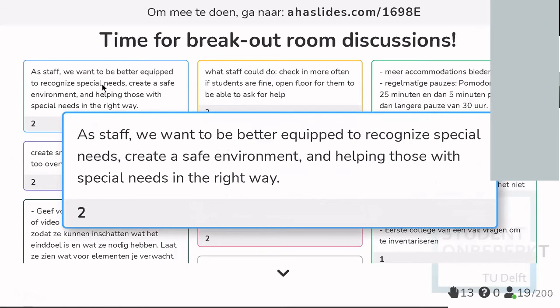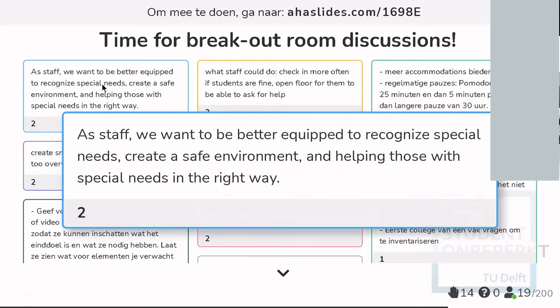So first, we have: as staff, we want to be better equipped to recognize special needs, create a safe environment, and help those with special needs in the right way. That's nice. It's very broad. I don't know if someone wants to collaborate. Yeah, it was me putting this up.